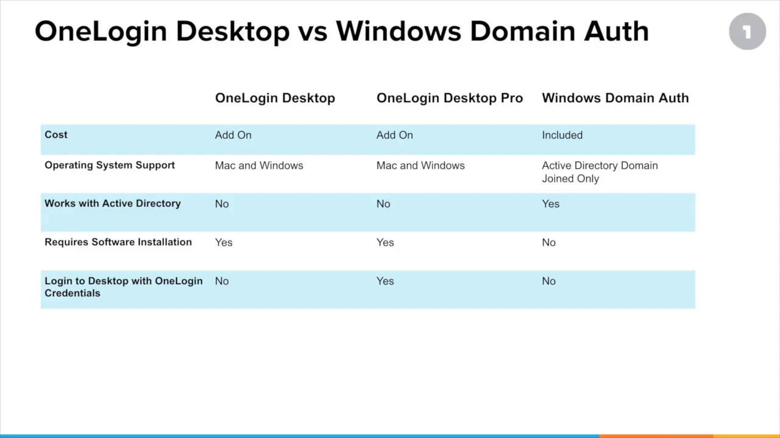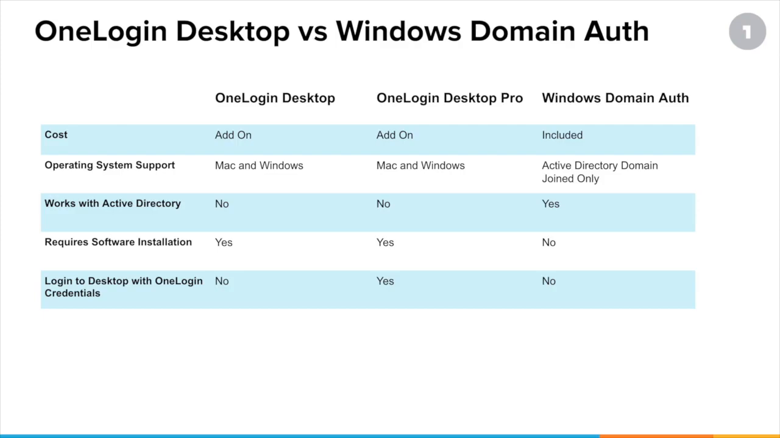They are all very similar in that they allow a user to log into the OneLogin portal without having to provide their username and password, like we just saw in a demo there. But the big differences are, A, you have to pay for OneLogin Desktop. Windows Domain Authentication is free.